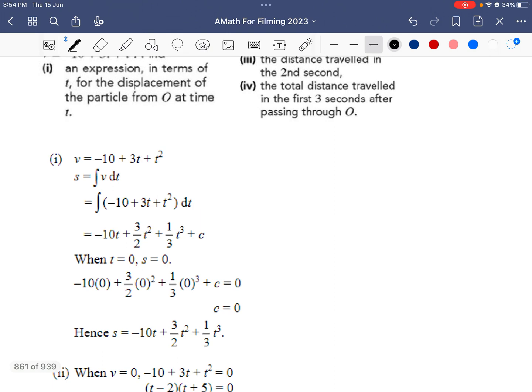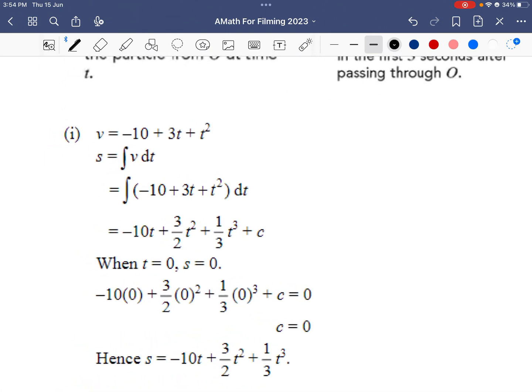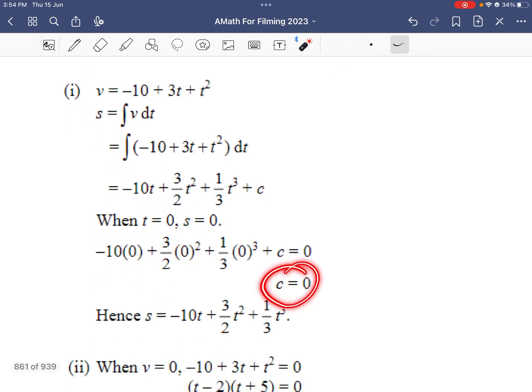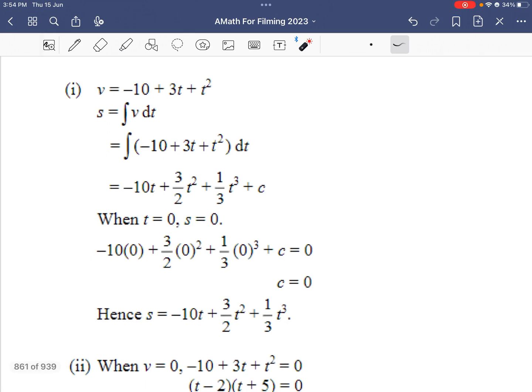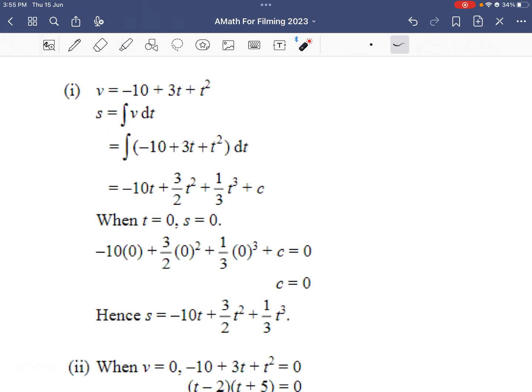Okay, for part 1, find the expression for the displacement of the particle in terms of t. Once again, the main concept here is you integrate velocity with respect to t, you get the displacement. So don't forget our good friend, the integration constant. We know that initially when t is 0, the displacement is 0, so the integration constant c is 0. So displacement is given by this equation, s equals negative 10t plus 3 over 2 t squared plus 1/3 t cubed. This guy will come in very important later on in the question.